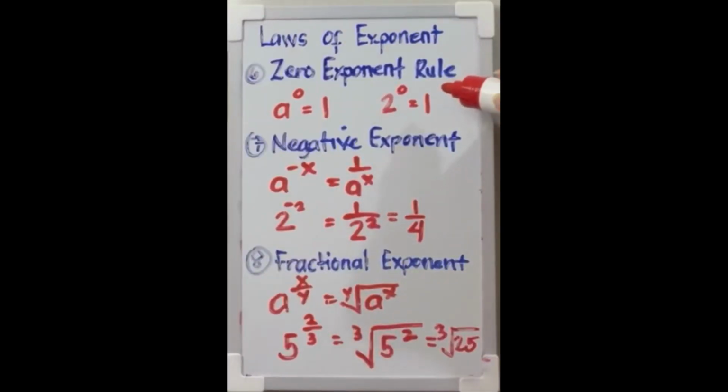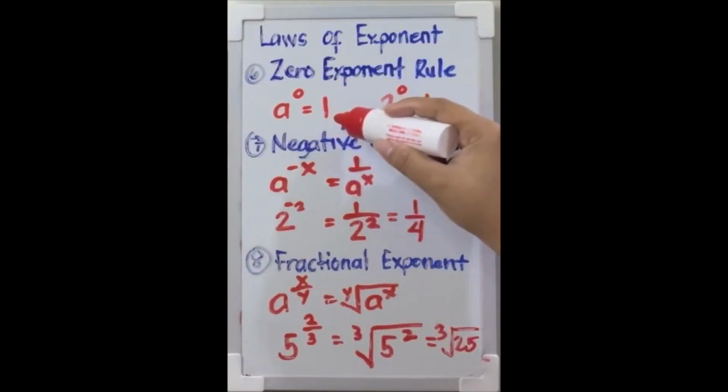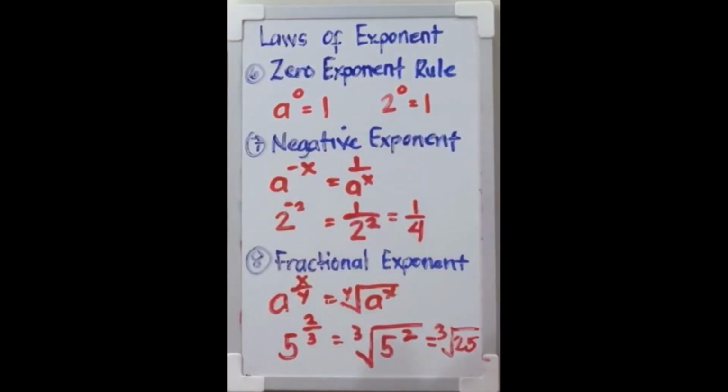The next rule is the zero exponent rule. So we have a raised to 0 equals 1. So whatever number raised to 0 would be equal to 1. Example is 2 raised to 0 equals 1.